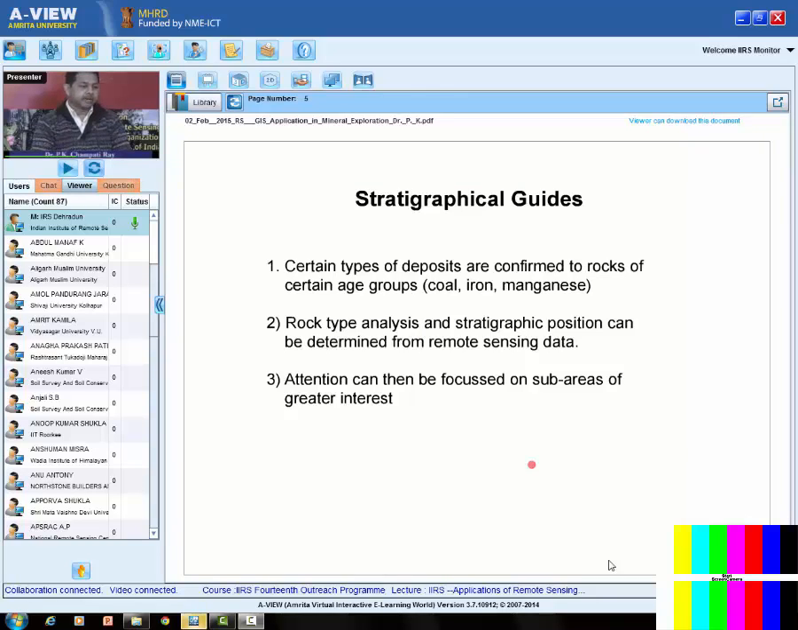See, why are the stratigraphic guides very, very important? Because certain types of deposits are confined to rocks of certain age. Like coal, iron and manganese belong to a particular age in a region, and therefore there is significant stratigraphic control, and this stratigraphic control can be linked to some kind of lithological control, and this lithological control and stratigraphic control can be interpreted from the satellite image. Rock type analysis of the stratigraphic position can be done using remote sensing data, and attention can then be focused on some areas of greater interest where the concentration of the mineral is very, very high.